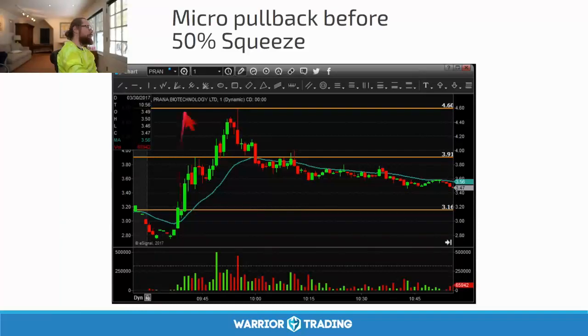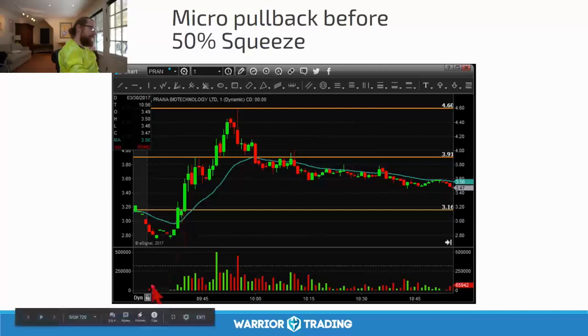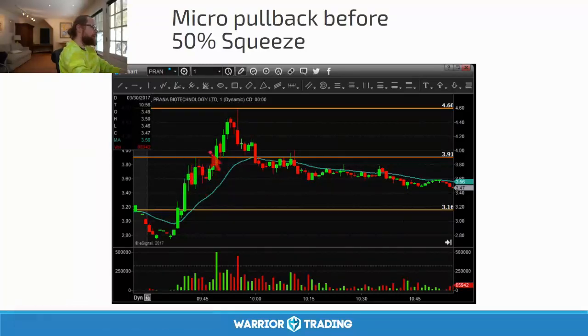So here's another one, Pran. Now this one would have probably been pretty aggressive because the volume is so light. So you can see here, very light volume. It squeezes up, it dips to 316, and then it surges higher, up to 391. This right here is not a 1 minute pullback, and I'll just draw this for you. This right here is not a 1 minute pullback, but this right here is.